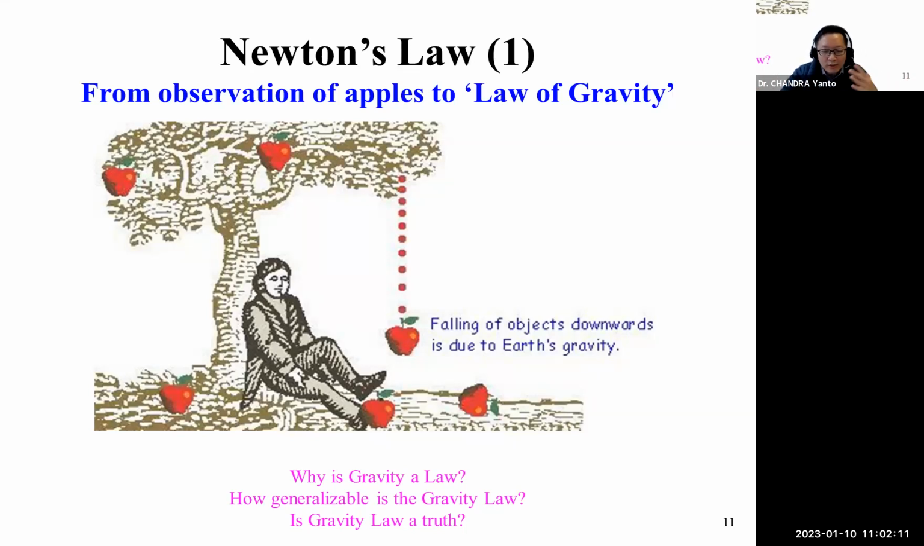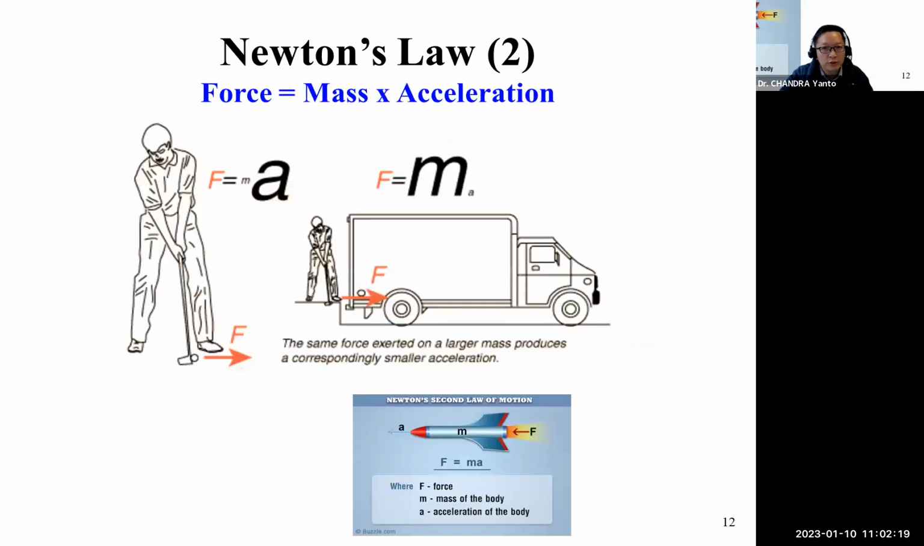Now, what is this law of gravity and how generalized is it? This is related to some limitations of a certain law or theory. He also talked about force, like if you play golf, or why rockets can fly to the moon, or why a car can move. That's because there's this thing called force, and force depends on mass and acceleration.